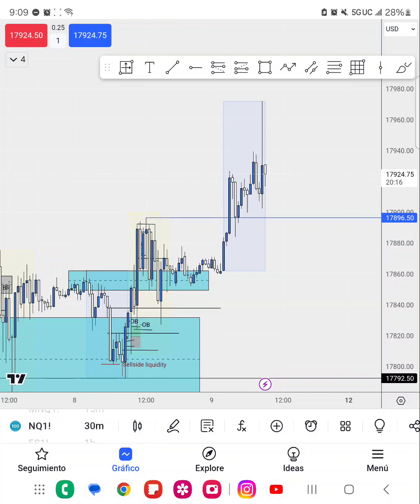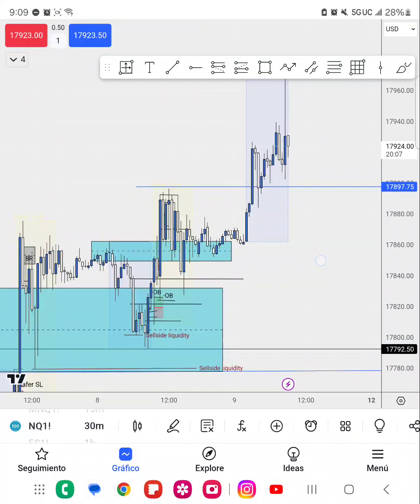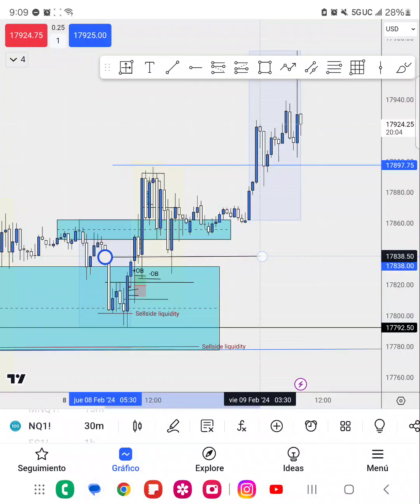Anyway, I'm back. So like I was saying, we took off. We printed a new high, yesterday's high, 17,897.75. We traded back into this bullish order block.